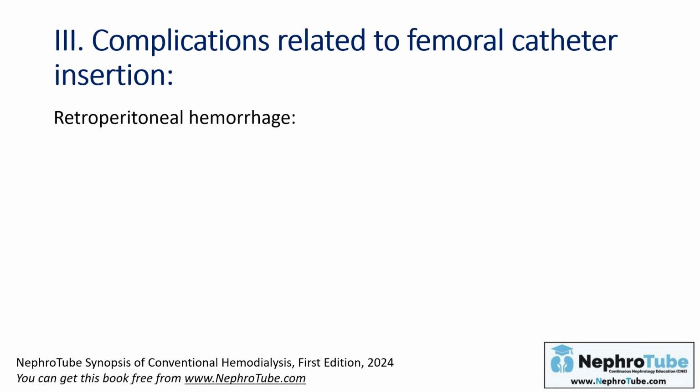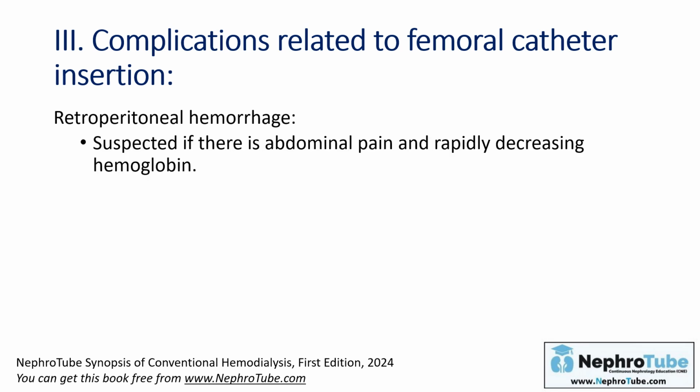Going to complication related to femoral catheter insertion, which is also a fatal and very serious complication, which is retroperitoneal hemorrhage. It can occur if there is femoral artery puncture or accidental puncture of the back wall of the femoral vein. It can be suspected if there is abdominal pain and rapid decrease in the hemoglobin of the patient, and it is diagnosed by CT abdomen.